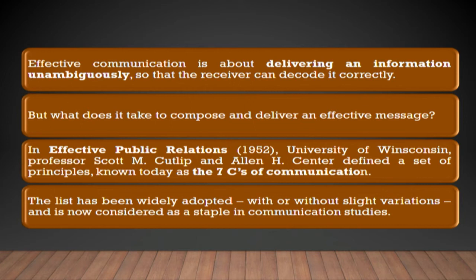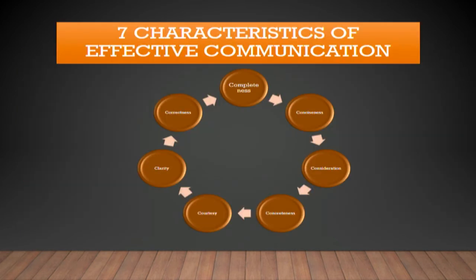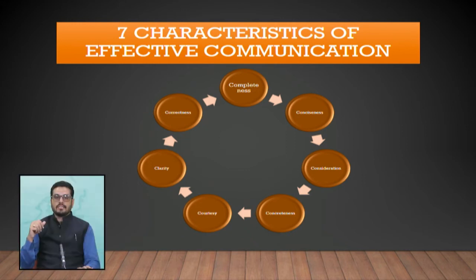But what does it take to compose and deliver an effective message? What do you need to do? In Effective Public Relations, which was published in 1952, okay, Professor Scott M. Cutlip and Allen Center defined a set of principles known as the 7 C's of communication. How do you communicate effectively? So there are 7 C's of communication, very famous. Okay, you can see it on your screen here. This entire diagram is of the 7 characteristics of effective communication.